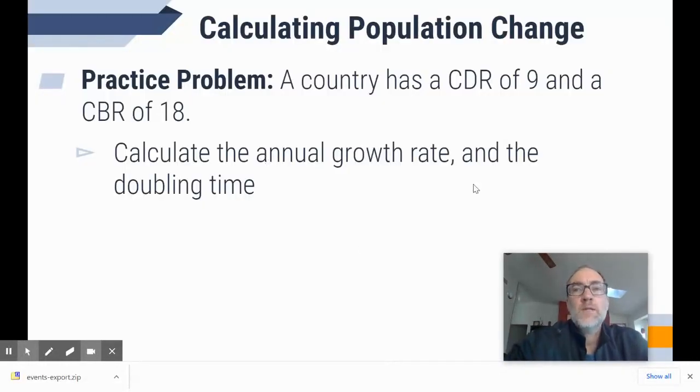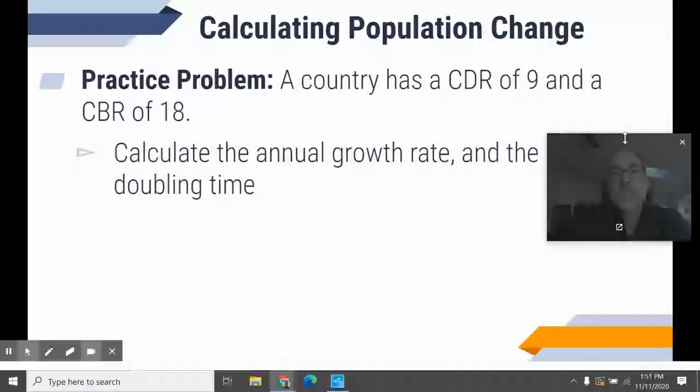Okay, here's a practice problem. A country has a CDR of 9 and a CBR of 18. Calculate the annual growth rate and the doubling time. Let's see how you do. And yes, you can use your calculators. It's highly recommended, in fact. Push those buttons. Good luck.